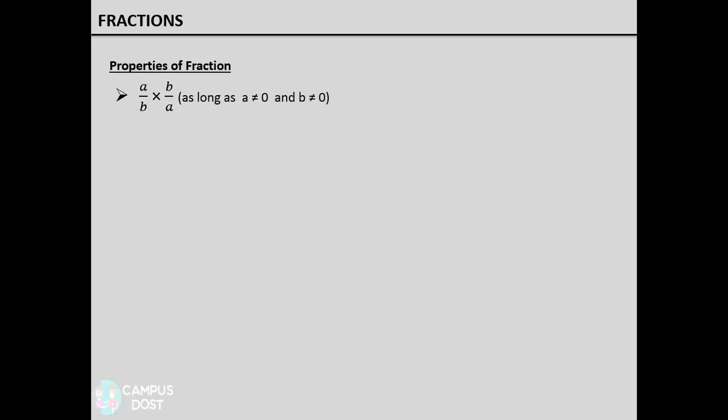Alright, another important property is as follows. The fraction a over b times the fraction b over a is equal to 1. In other words, the product of a fraction and its reciprocal is 1. So, 2/3 times its reciprocal 3/2 equals 1.